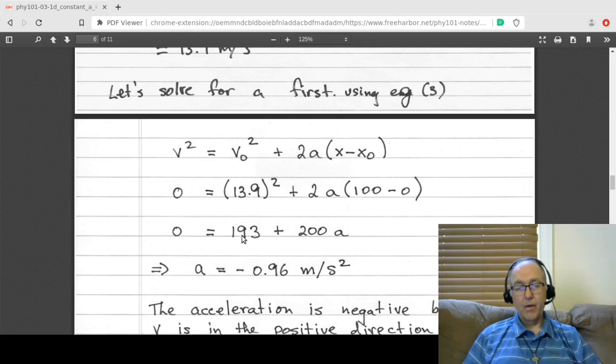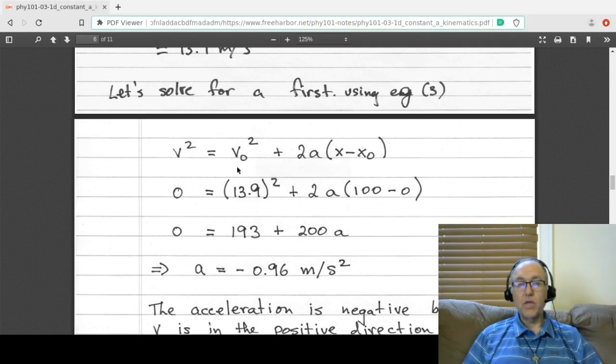In other words, how would you do it? Subtract 193 from both sides, then divide by 200, and you're going to get that A is equal to negative 0.96. And now we can put the units back in, and we know they're MKS units. So what are the MKS units of acceleration? Meters per second squared. So the answer for the acceleration is negative 0.96 meters per second squared.